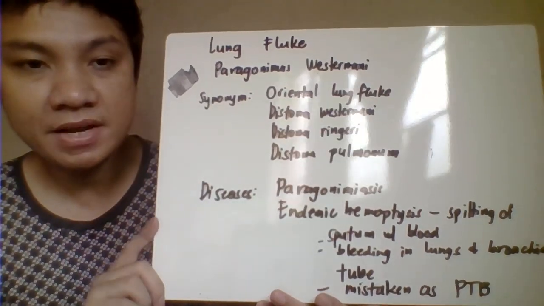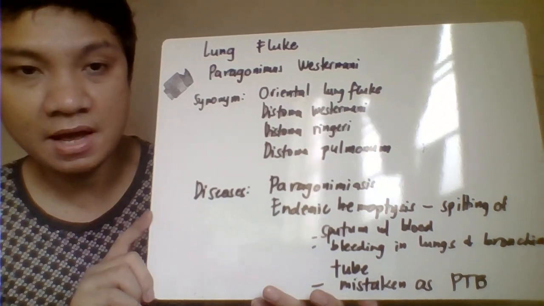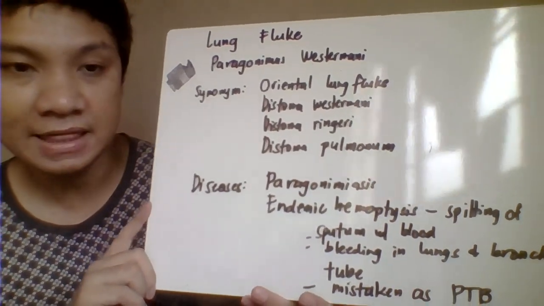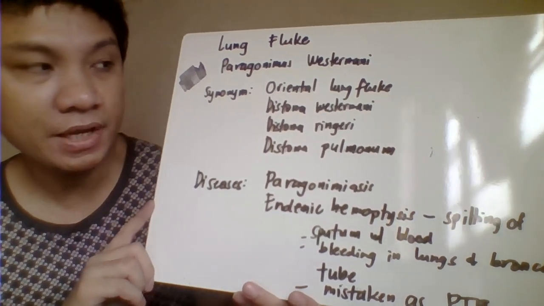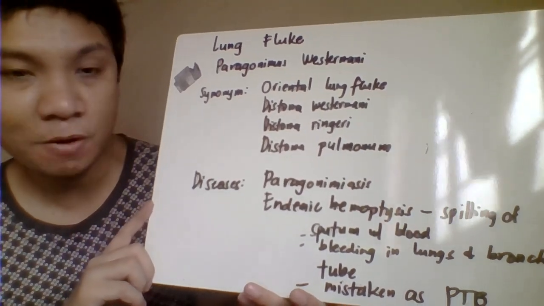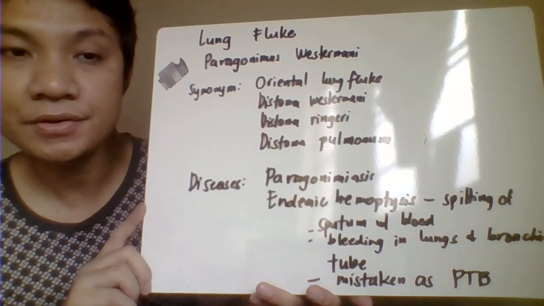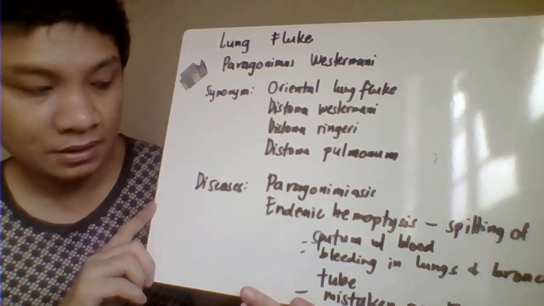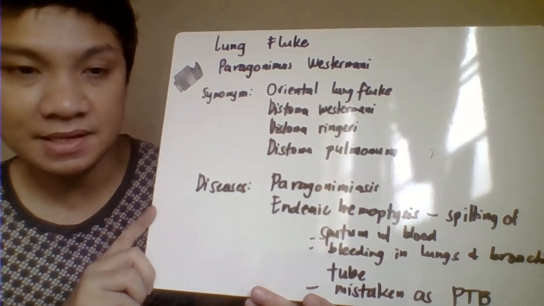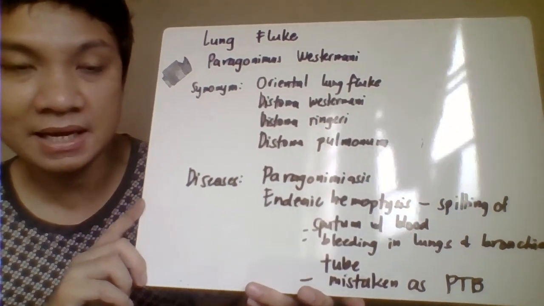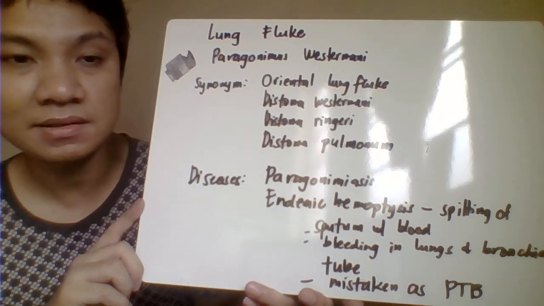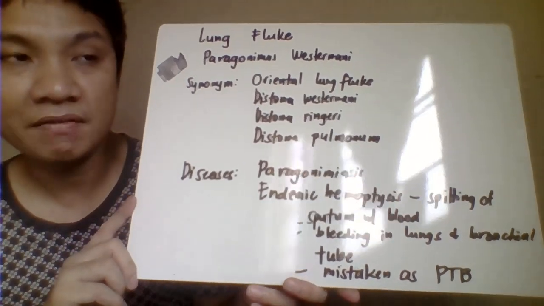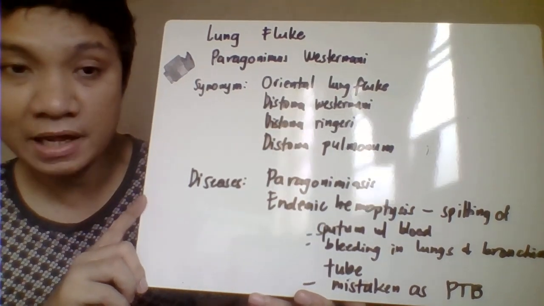Okay, the next one, we have here the lung fluke. So we have here the Paragonimus westermani. So other name for this one, we have here Oriental lung fluke. So called here the Distoma westermani, the Distoma ringeri. And we have also here the Distoma pulmonale. So try to consider paragonimiasis, and also try to consider endemic hemoptysis, characterized here by the spitting of the sputum with the blood because of the manifestation of the bleeding in the lungs in the bronchial tree.